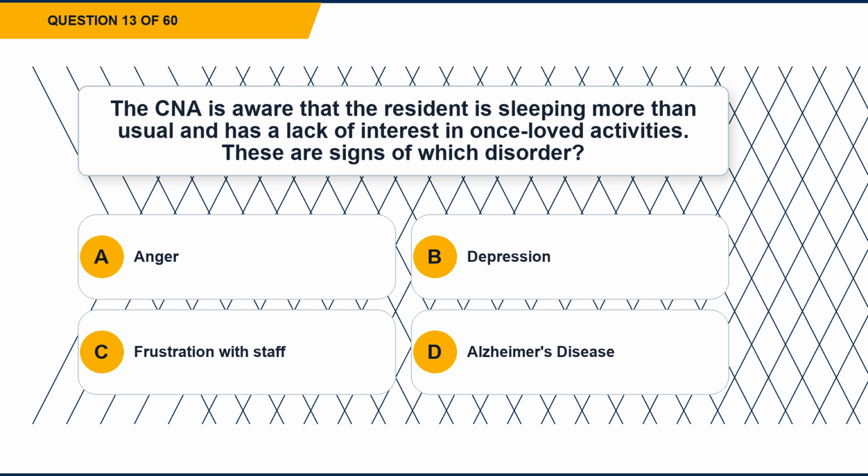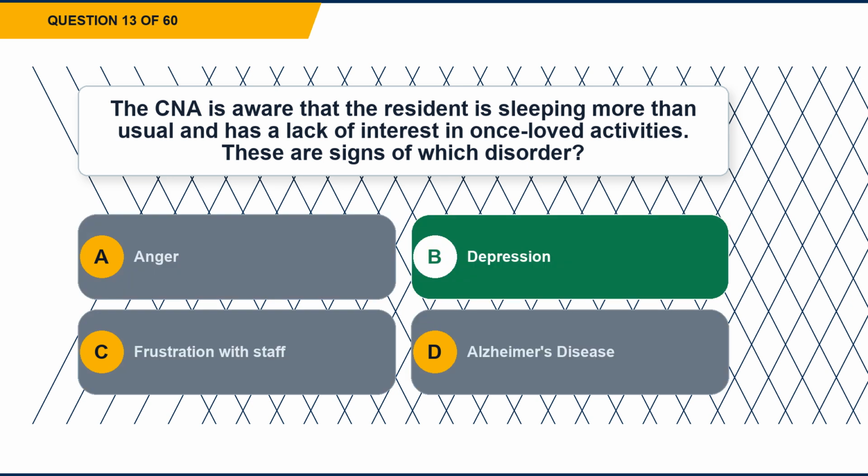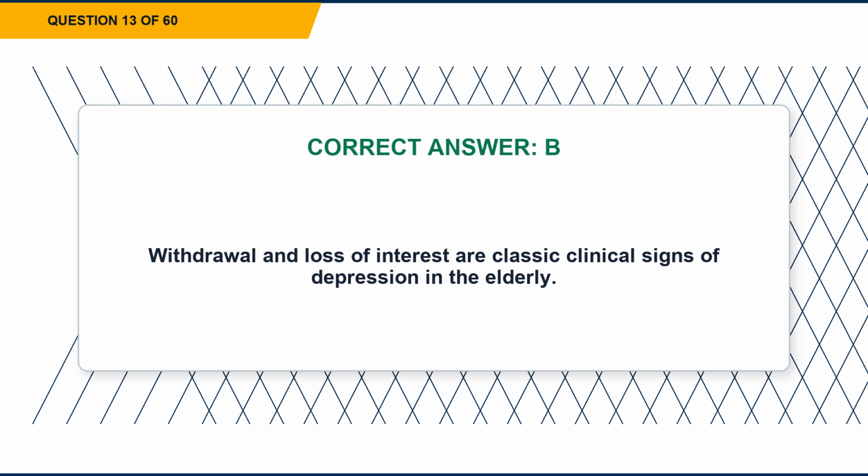The CNA is aware that the resident is sleeping more than usual and has a lack of interest in once-loved activities. These are signs of which disorder? Option A. Anger. Option B. Depression. Option C. Frustration with staff. Option D. Alzheimer's disease. The correct answer is option B. Depression. Explanation. Withdrawal and loss of interest are classic clinical signs of depression in the elderly.